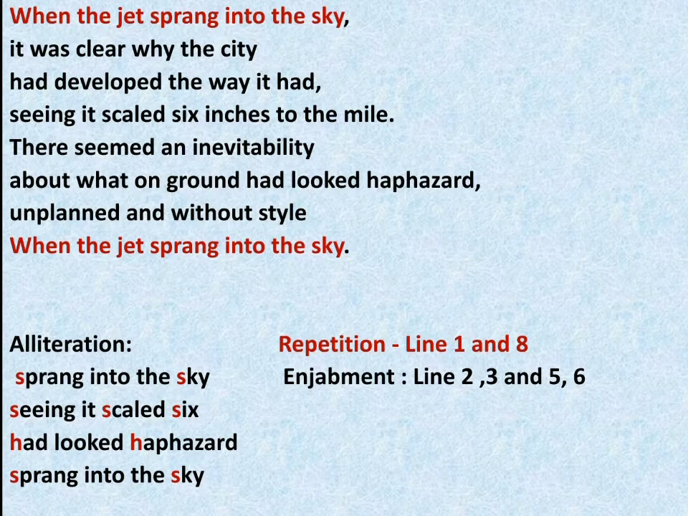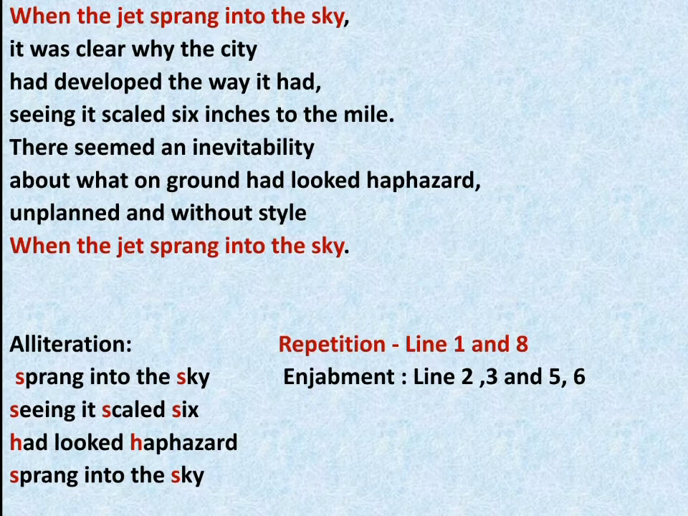Now we'll go with another poetic device, that is repetition. So what does repetition mean? It is using the same word or phrase or line over and over again in a piece of writing. Why is repetition used by poets, children? It is used to create rhythm and it brings attention to an idea, right? Now see the first line and the last line, aren't they the same? So both the lines are the same, so it is repetition. That is, when the jet sprang into the sky.